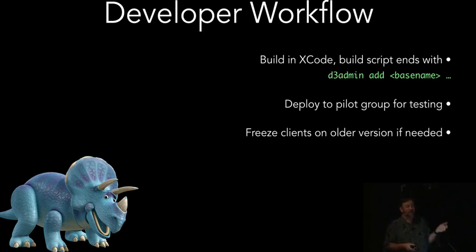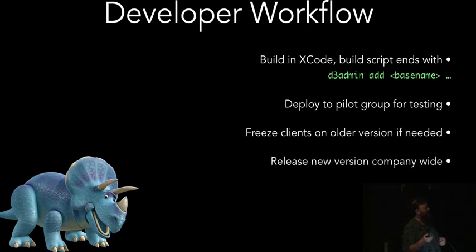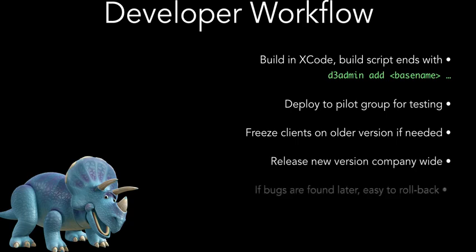track of it. Most of the feature requests for D3 come from our developers. Currently they want to have a way to, when they freeze something, to add a note to it and then be able to see that note so that they know who froze it and when and why and stuff like that. And then when they're ready, they release the new version to the whole company. And it's really easy to roll back.